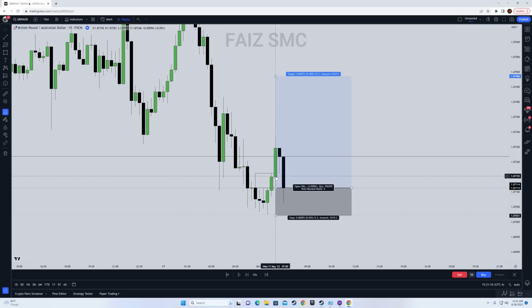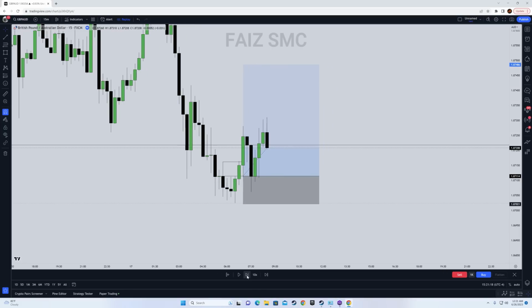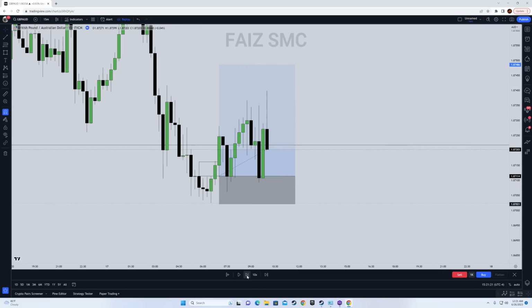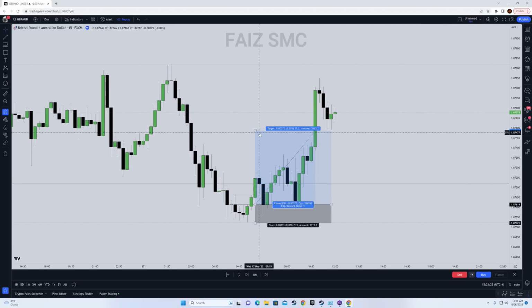So notice our market structure shift happened during kill zone hours, which is 7 a.m. Our entry is at 7:30, so that is absolutely beautiful. And if I play this through, you can see that price just goes up. So if you held, you could have gotten like this. So this is an absolutely insane strategy that you can use.